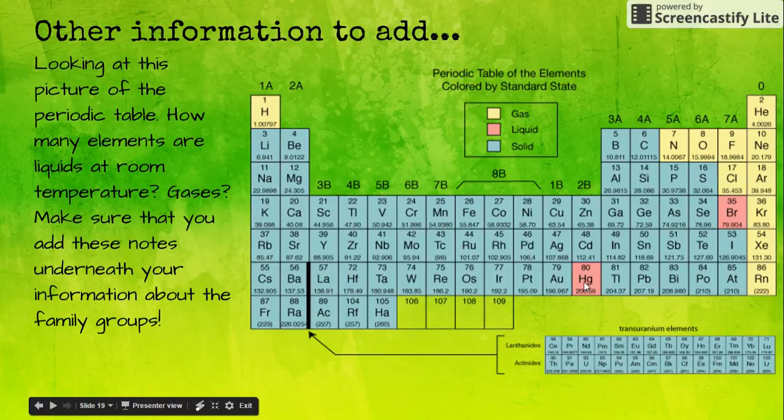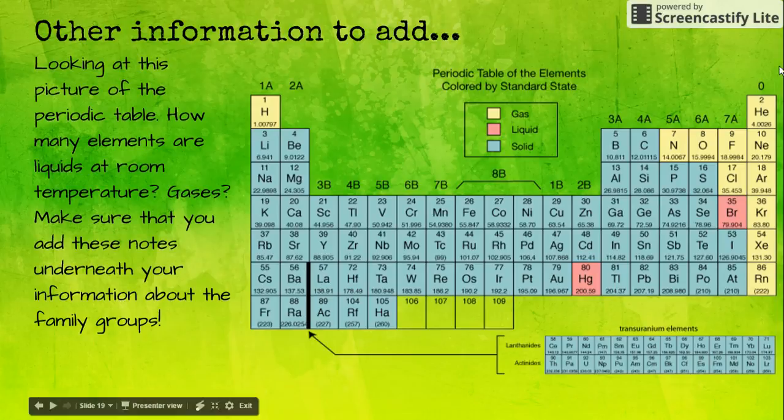temperature. Where my house mercury people at? All right, we got mercury is a liquid at room temperature, and bromine is a liquid at room temperature. So on your periodic table, what I want you to do is I just want you to put a little star or a little asterisk right here next to mercury and next to bromine so that you can remember those are our only two liquids at room temperature.